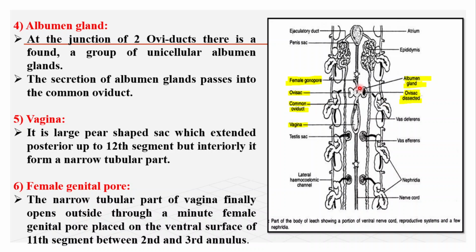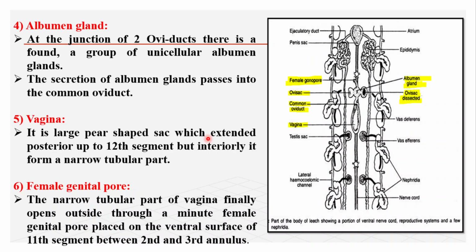Then common oviduct. Two oviducts unite commonly and form a tubular structure which is called as common oviduct, which opens into a globular structure which is present in the 11th segment but extends posteriorly up to the 12th segment of cattle leech, which is called as vagina. And the ovisacs open into a glandular structure which is called as albumin gland, which secretes a secretion here which is poured into the common oviduct and poured into the vagina along with the mature ovum. Then these are the ovisacs which are dissected open to understand the structure of ovisac.